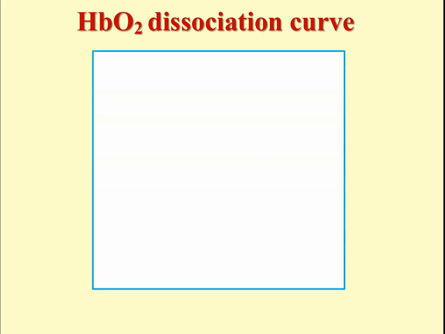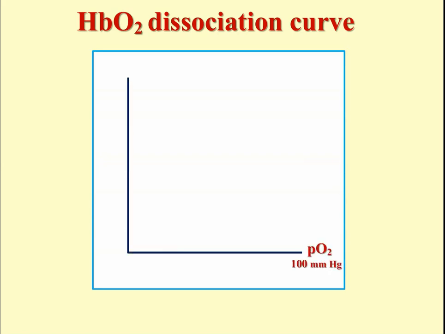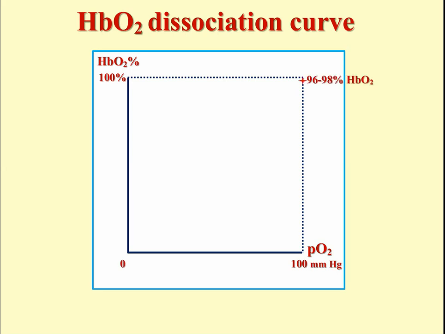So it's simply a square, because we have 100 millimeters of mercury of PO2 on the horizontal axis, and we have 100% of hemoglobin in total. So 100 per 100 makes a perfect square. The starting point is 0, of course, because no oxygen means no oxygenated hemoglobin. And the final point in the upper right corner is not perfectly 100, but about this. Starting is 0 and maximal is 96-98% of oxyhemoglobin for the arterial blood.